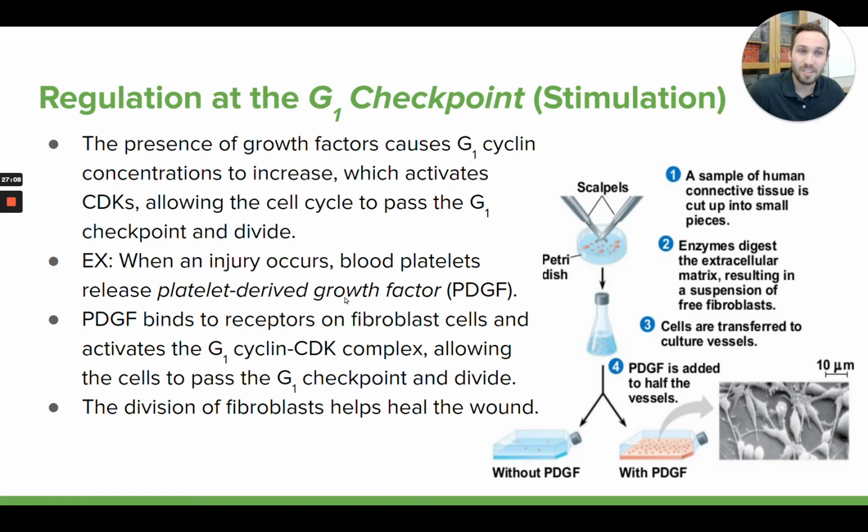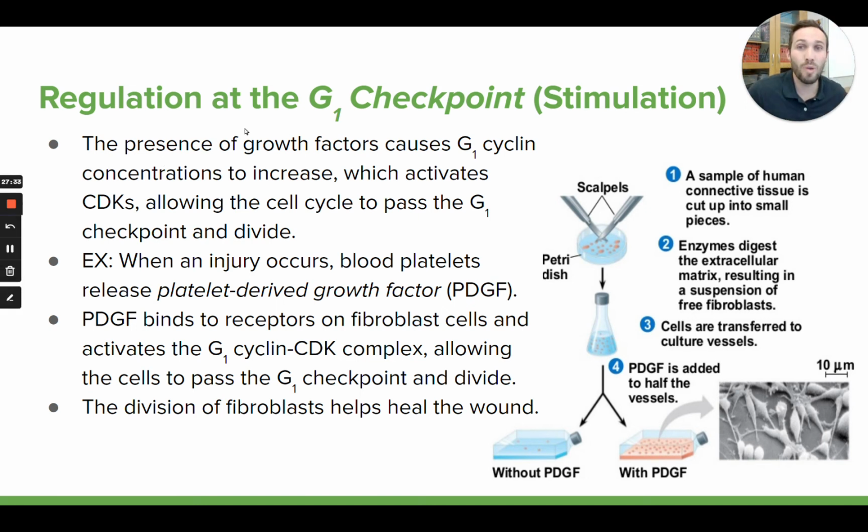Now, there's a few more things in these notes. I know it's kind of long. This is a big topic here, topic 2. Take a break if you need to. But I want to give you guys some examples of how at these checkpoints a cell might be stimulated, which means it's being encouraged to get past the checkpoint, or how it might be inhibited, meaning something's happening in the cell that's trying to block it from getting past the checkpoint.